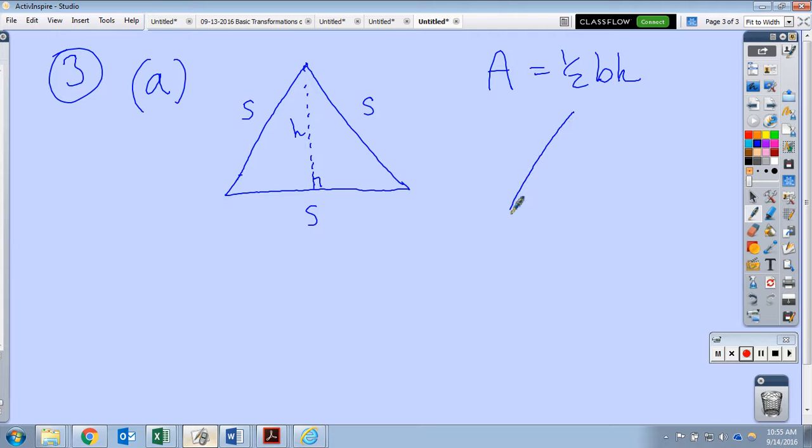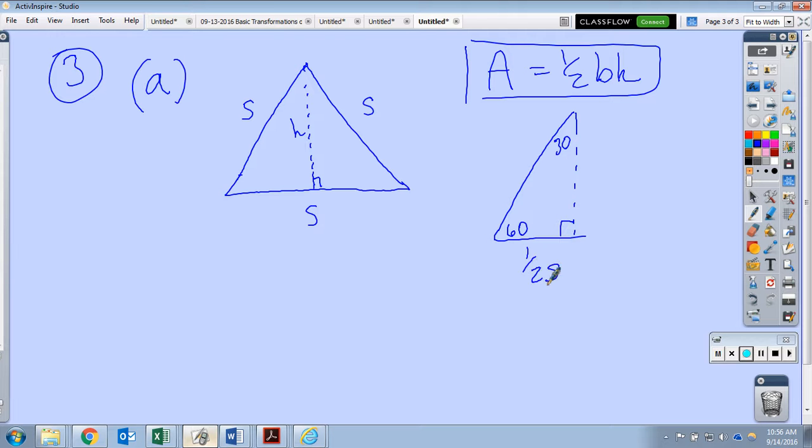Part of the reason I choose these problems is because I want you to sketch something on paper, write down what you know, and then see if we can make a connection. So we know that this is a 30-60-90. What would this length here be? 1/2 S. Very good.